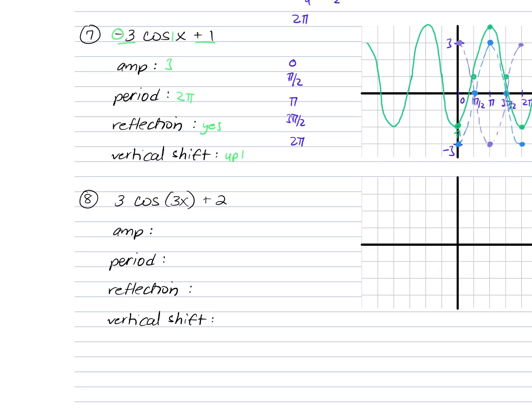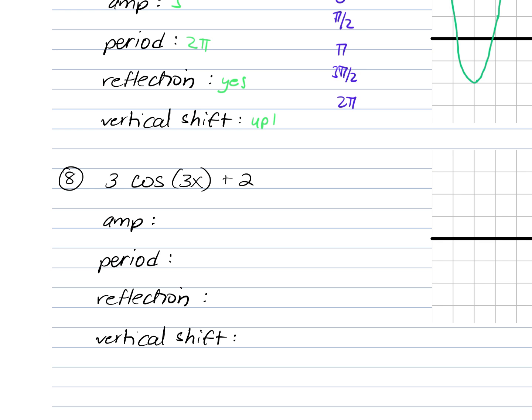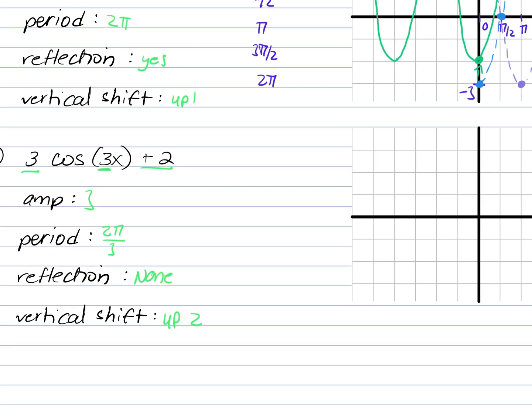All right, let's finish with this one. Amplitude, whatever's in front of our function, it's going to be a 3. Period, it's going to be 2 pi divided by whatever's inside with the x. So 2 pi over 3. Reflection, there's no negative out front, so I'm going to write none. And a vertical shift, we're going to go up 2. All right, let's find our key points, same as before.